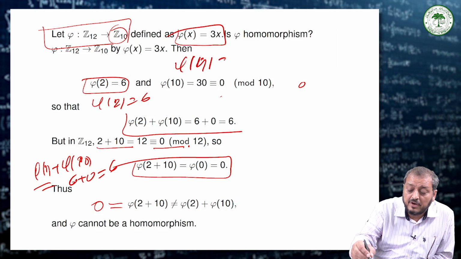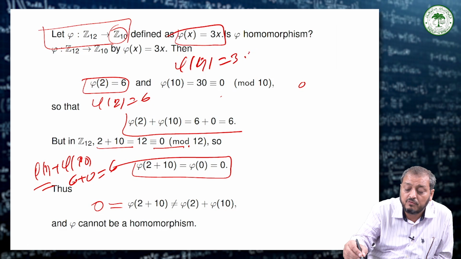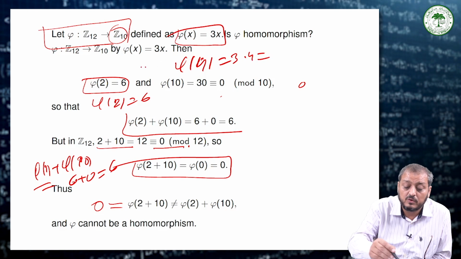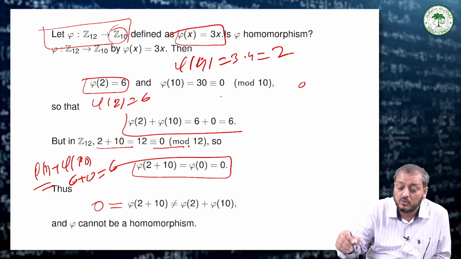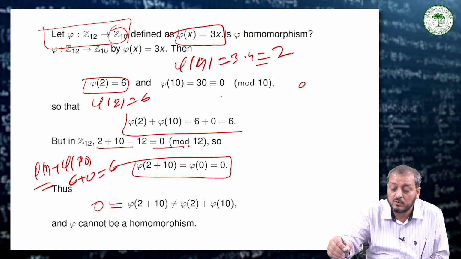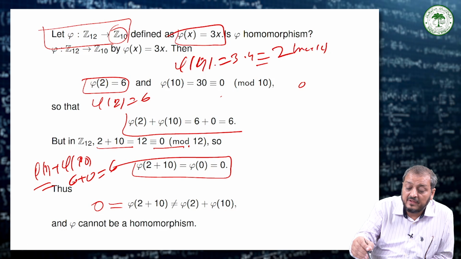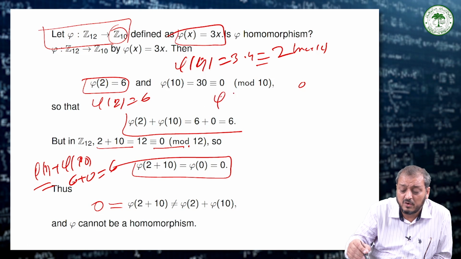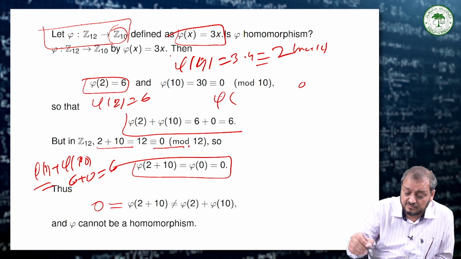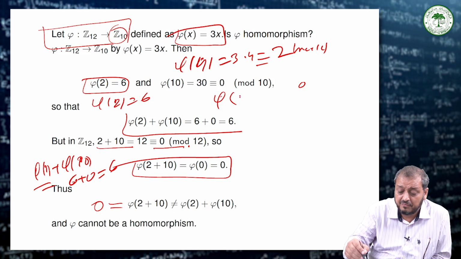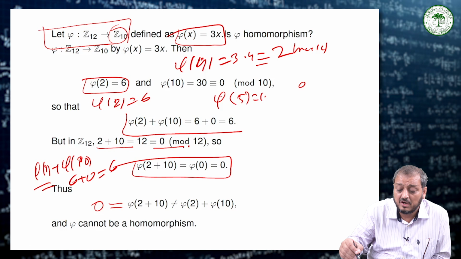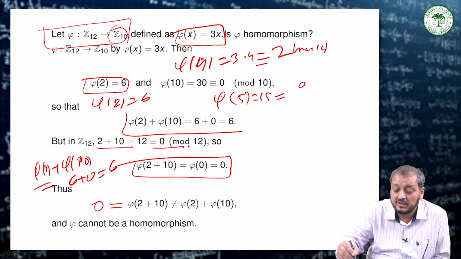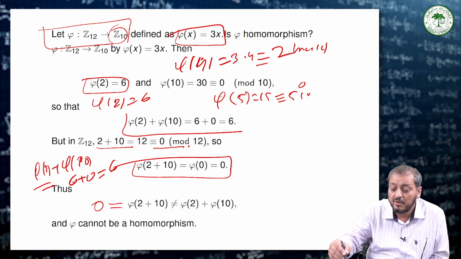If we take phi of 4, it is equal to 3 into 4, which is 12, so phi of 4 is equal to 12, and 12 mod 10 is congruent to 2. Then suppose we take phi of 5, which is equal to 15, and that is congruent to 5 mod 10.